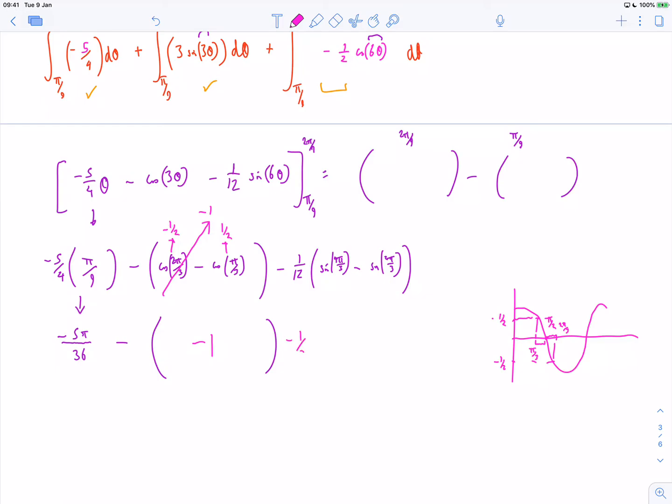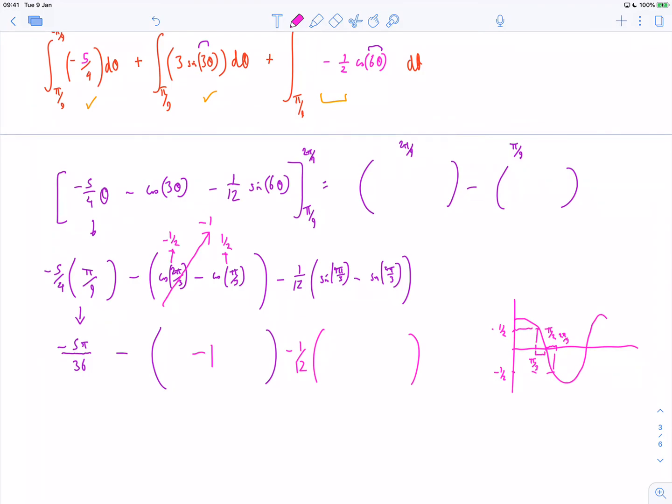And I've got minus a 12th of, let's check out sine. Sine does this. And what I'm interested in, 4 pi thirds and 2 pi thirds. Interesting. Well, there's pi. Well, a third of pi is root 3 over 2.